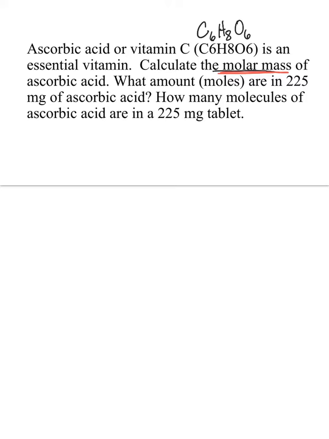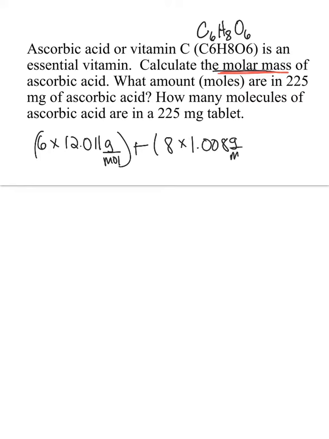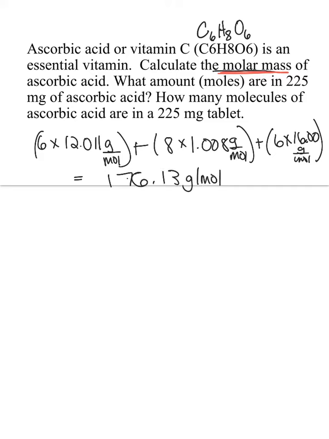So the first thing we want to do is we want to see that we have 6 carbons times 12.011 gram per mole from the periodic table, plus we have 8 hydrogens, 8 times 1.008 grams per mole, plus we have 6 oxygen, 6 times 16.00 grams per mole. And when you add this up, I got 176.13 grams per mole for the molar mass.